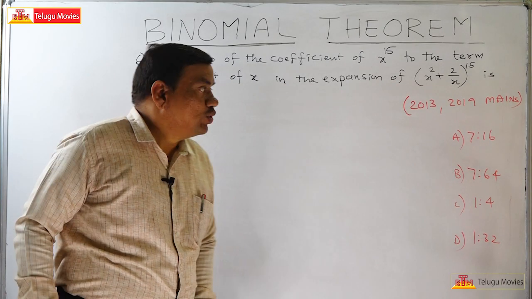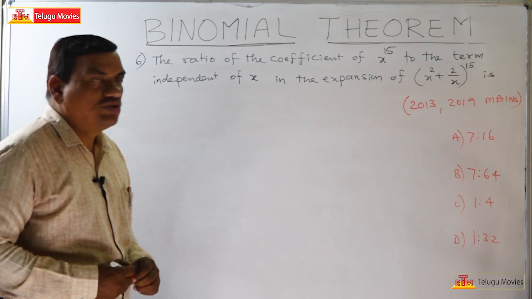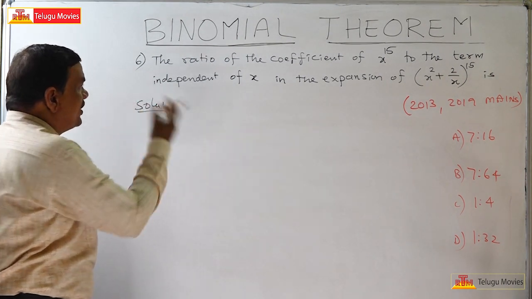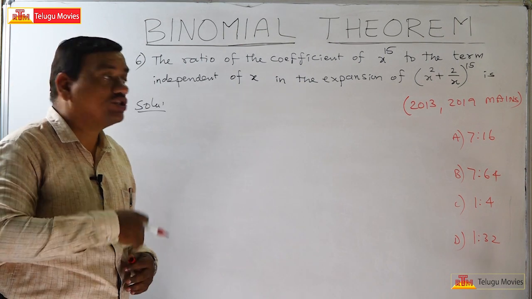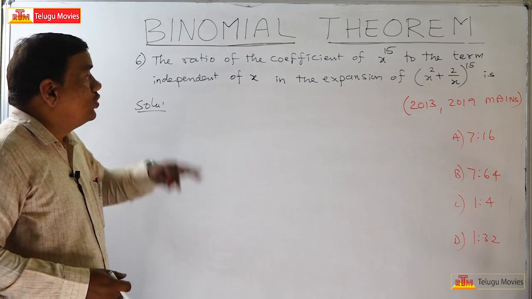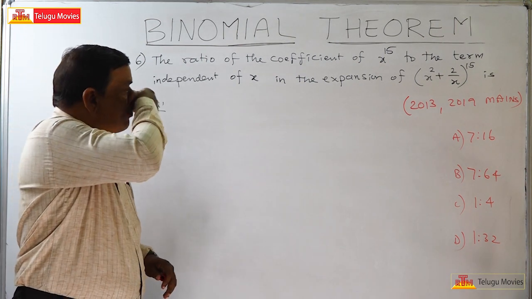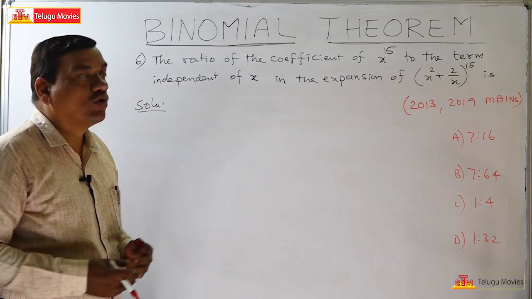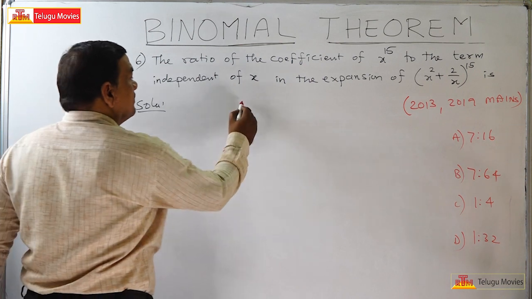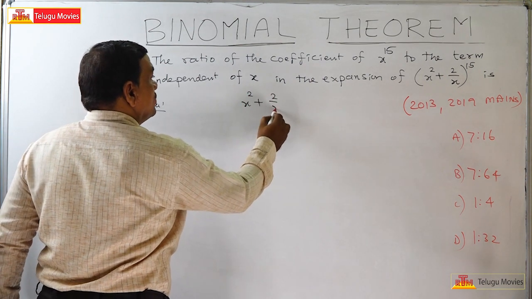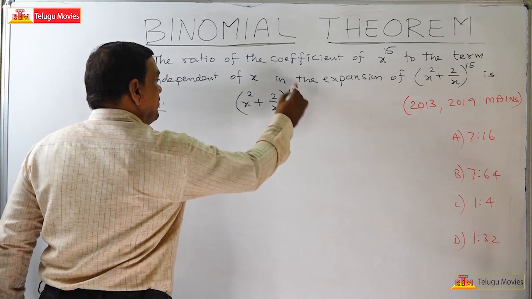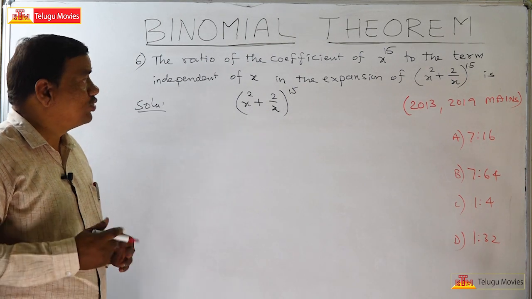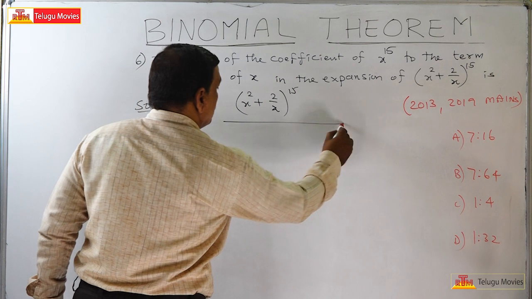Dear students, welcome to this problem. Such types of problems are also very easy. See the solution. The ratio of the coefficient of x to the power of 15 to the term independent of x in the expansion of (x square plus 2 by x) whole to the power of 15 is. See here, the binomial is x square plus 2 by x whole to the power of 15. In this binomial expansion, there are a total of 16 terms. So you have to find out two terms.